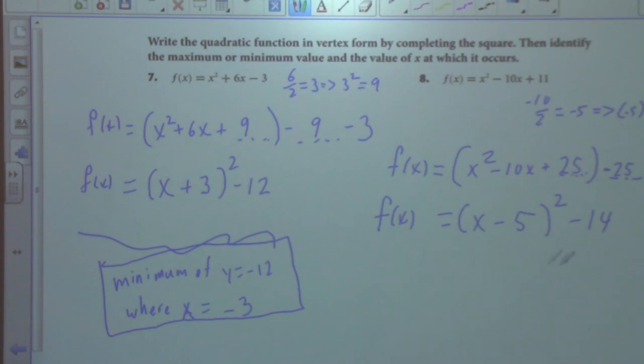And so do we have a minimum here? So we have a minimum of y equals negative 14, where x equals 5. And so this is going to be our answer here for number 8.